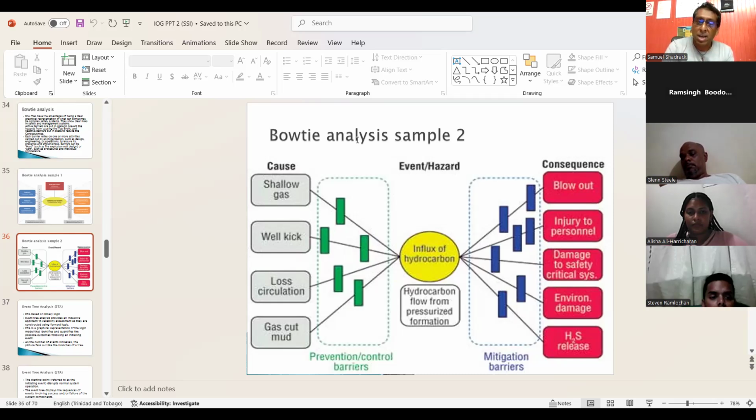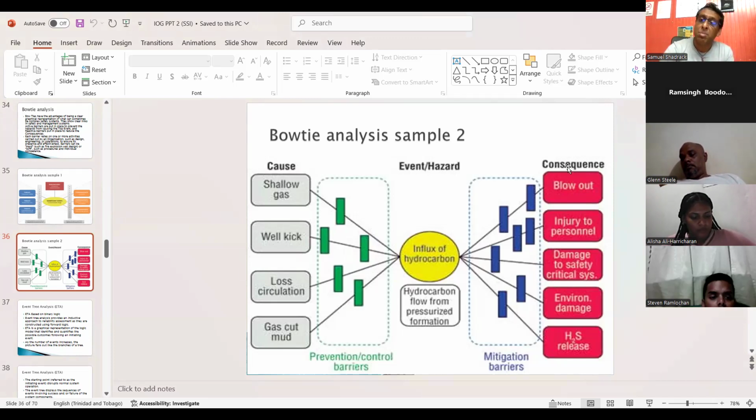However, the bow tie doesn't only have one side. This is the so-called left-hand side, the causes. The bow tie also considers what if? What if we have a fire? What if we have an influx of hydrogen? You have a blowout, injury to personnel, damage to safety critical systems. So what if you have a fire? You could have property damage. You could have damage to equipment. You could have injuries. You could have death.